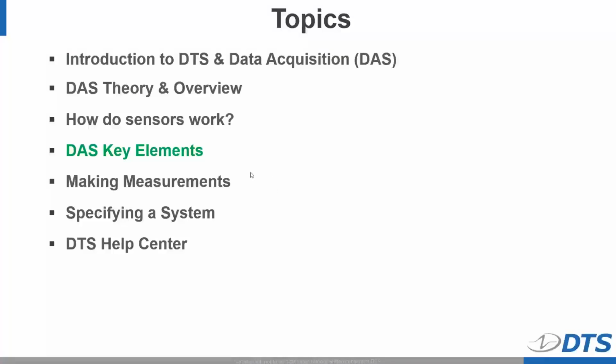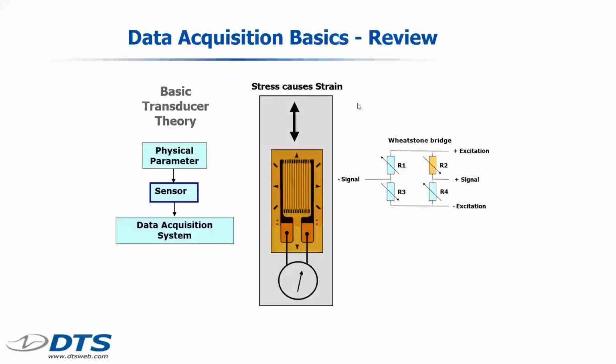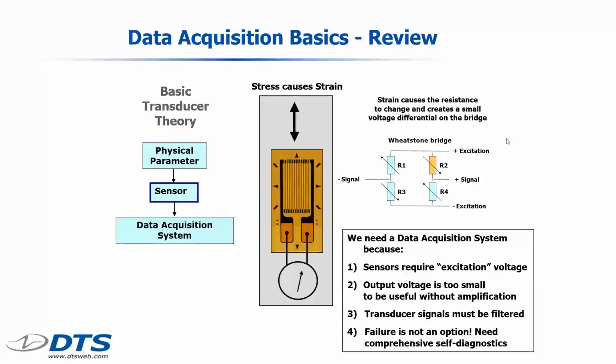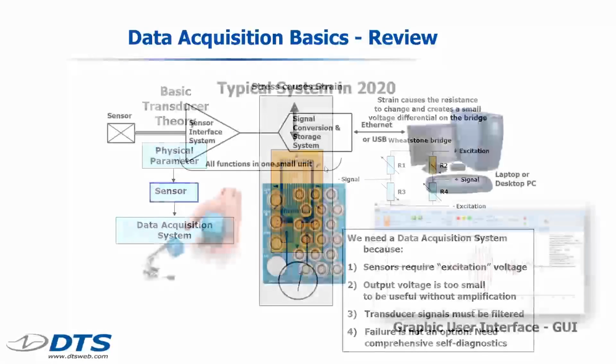So let's take a look at the DAS key elements here, and get a little deeper under the covers of the DAS. By review, we have a system that converts stress into strain. The strain causes resistance changes in a bridge, and we need a data acquisition system because sensors require excitation, and it's got to be stable and well controlled. Output voltages from sensors are simply too small to use without amplification. Transducer signals have to be filtered, and failure should not be considered an option, so we need comprehensive self-diagnostics every time we use the system.